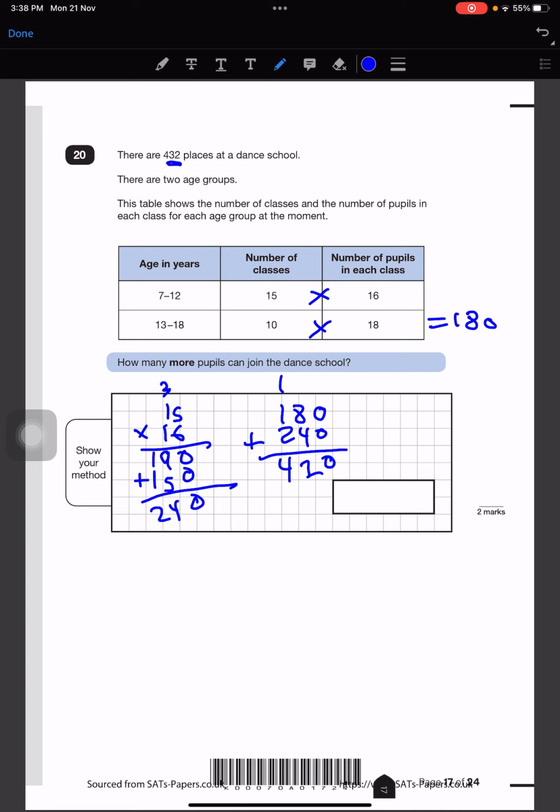Okay, so now we're going to subtract. 432 subtract 420 right here. We're going to put it and subtract it. So 2, and this is going to be a 1, and this is going to be 0. So 12 is our answer.